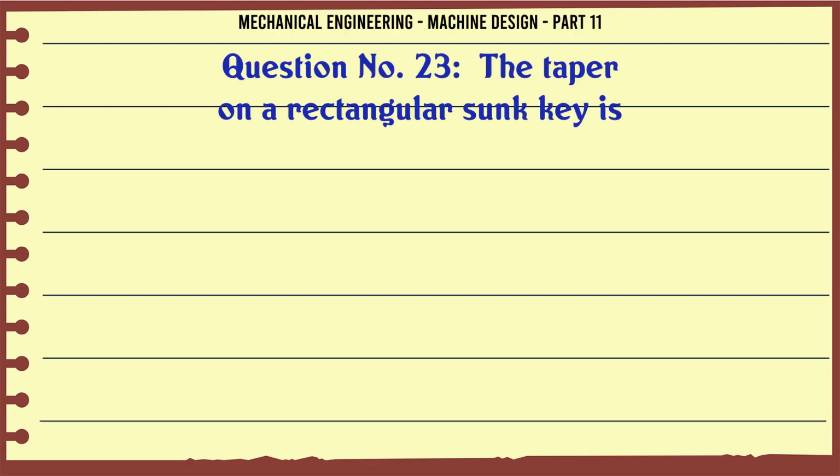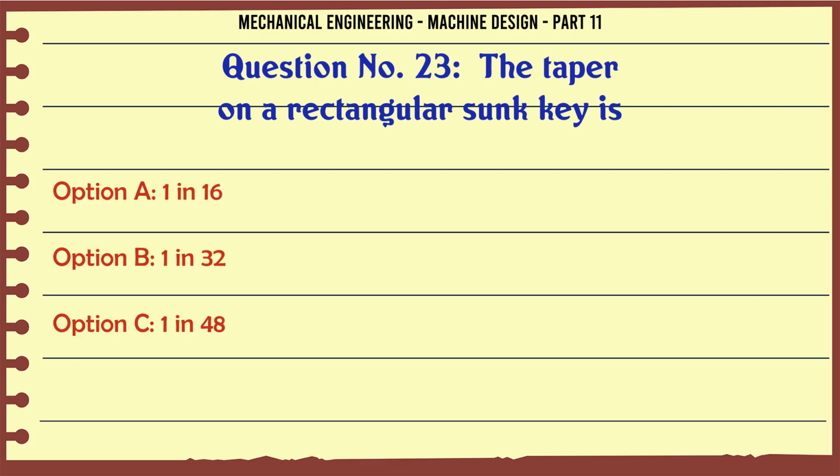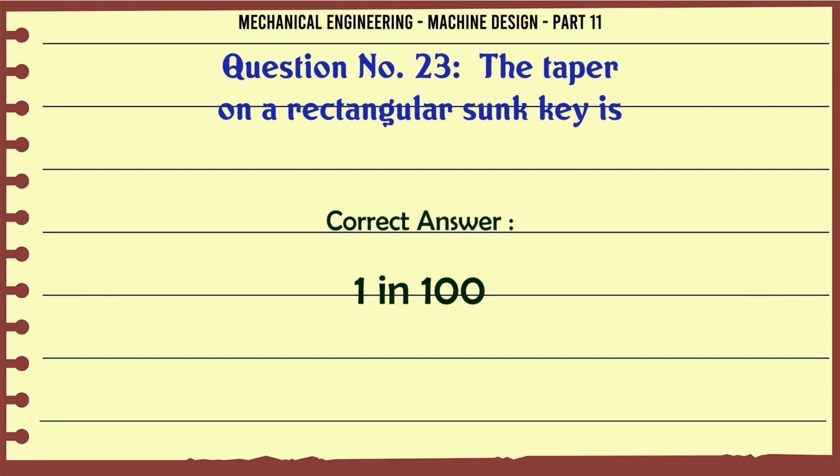The taper on a rectangular sunk key is A. 1 in 16, B. 1 in 32, C. 1 in 48, D. 1 in 100. The correct answer is 1 in 100.